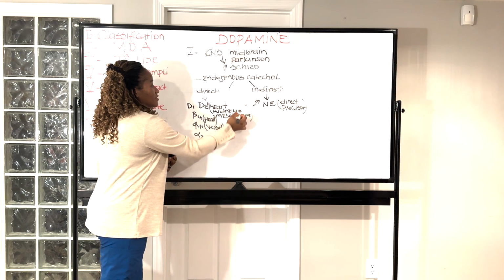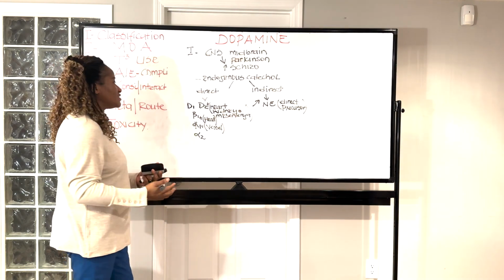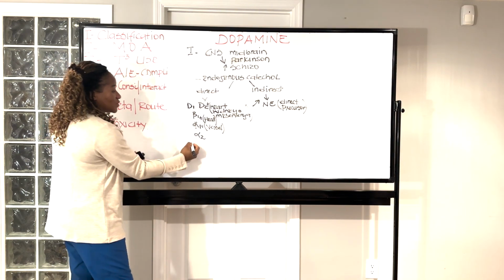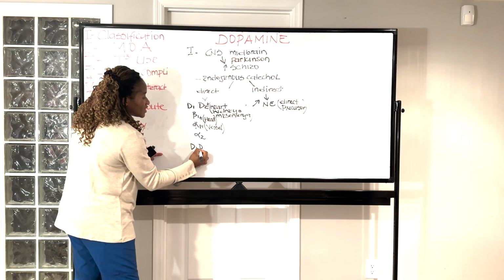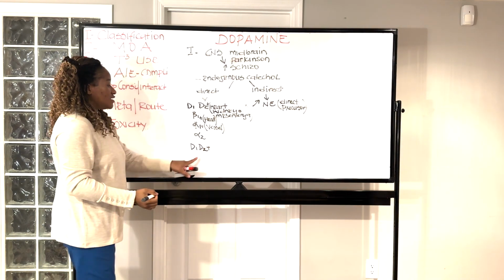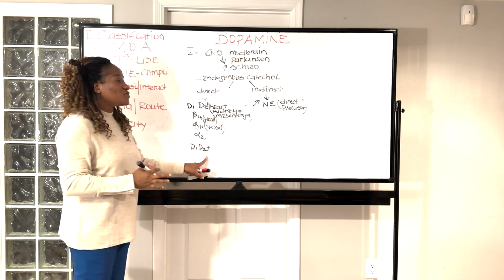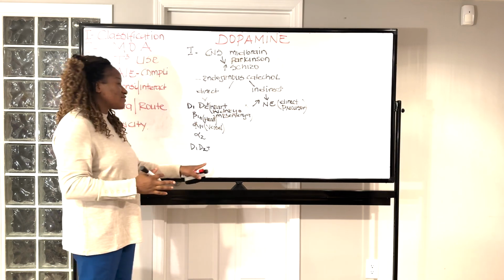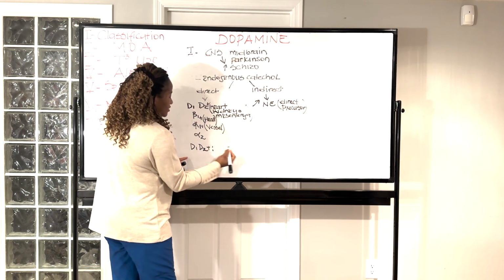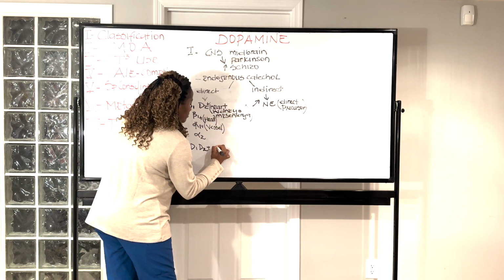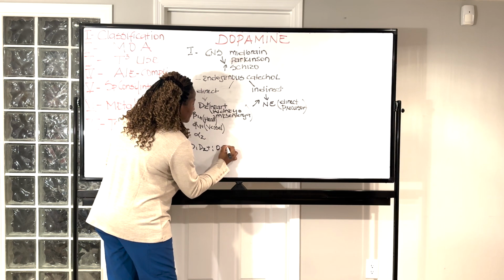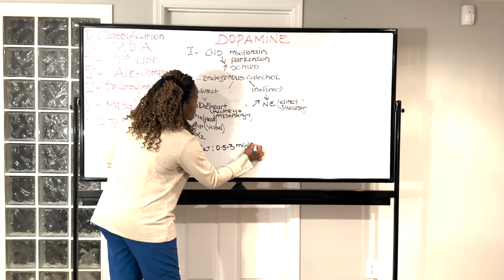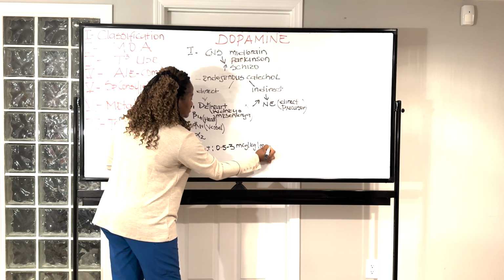renal function, right? And the only way dopamine is going to act on the dopamine 1 and 2 is if you give it at low dose. So only at low dose, we're going to have this effect on the heart, kidney, and mesenteric artery. So at this low dose, what are you going to have? The low dose is going to be from 0.5 to 3 mics per kg per minute.